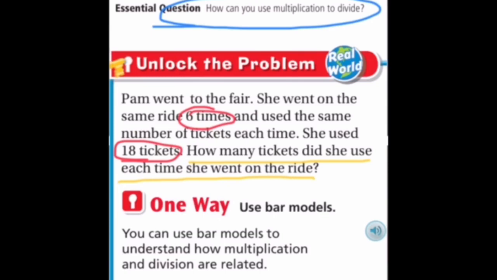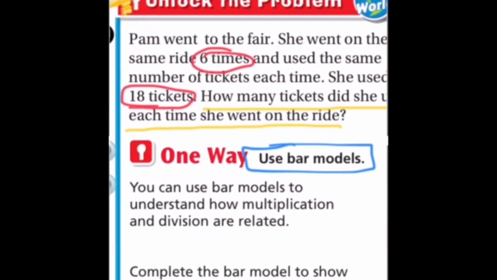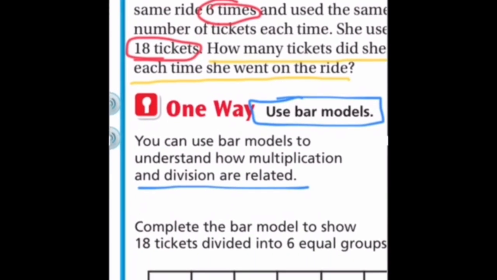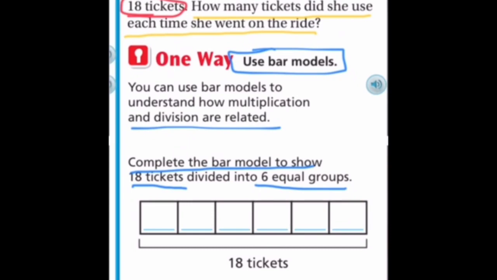So one way, we can use bar models. And it says you can use bar models to understand how multiplication and division are related. It says complete the bar model to show 18 tickets divided into 6 equal groups. And we have our 6 equal groups right here, and we need to divide those equally.